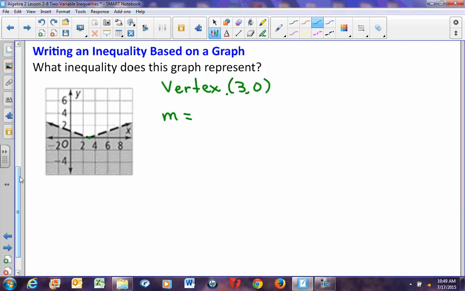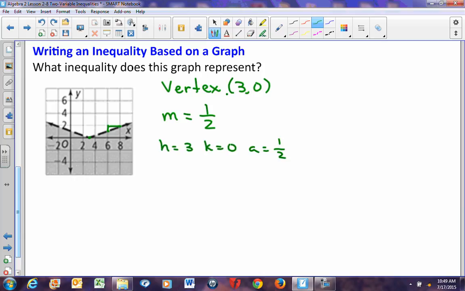I look from this point here to this point here. Remember, they're counting by twos, so this is going up half a unit over a full unit, so it's going up 1, right 2. So my slope is 1/2, which means my h equals 3, k equals 0, and a equals 1/2.